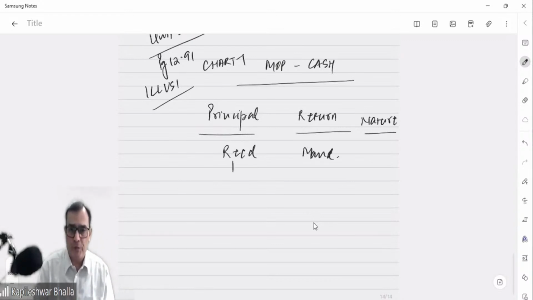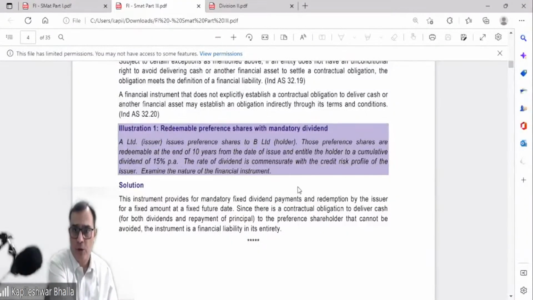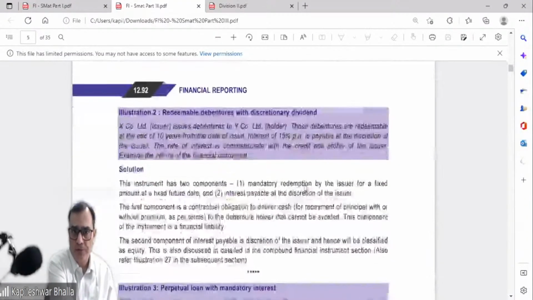If it is redeemable, it's a financial liability. And if it is mandatory, it again makes it a financial liability. So both the components are financial liability. So the nature of the instrument is undoubtedly a financial liability. Super. So that is illustration 1. Let's go on to further inputs.